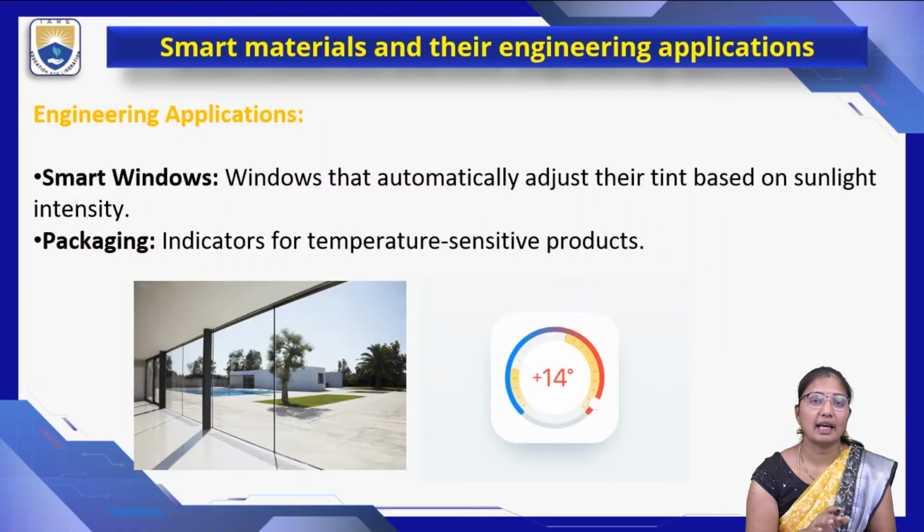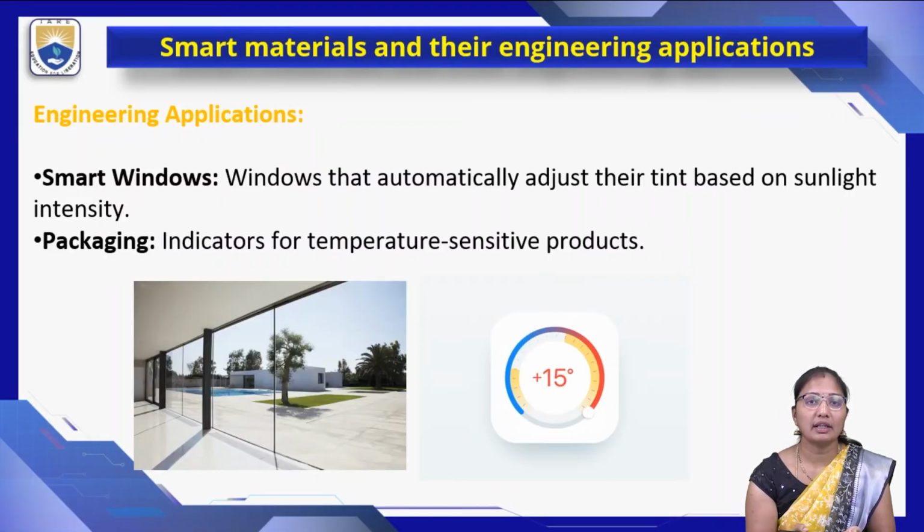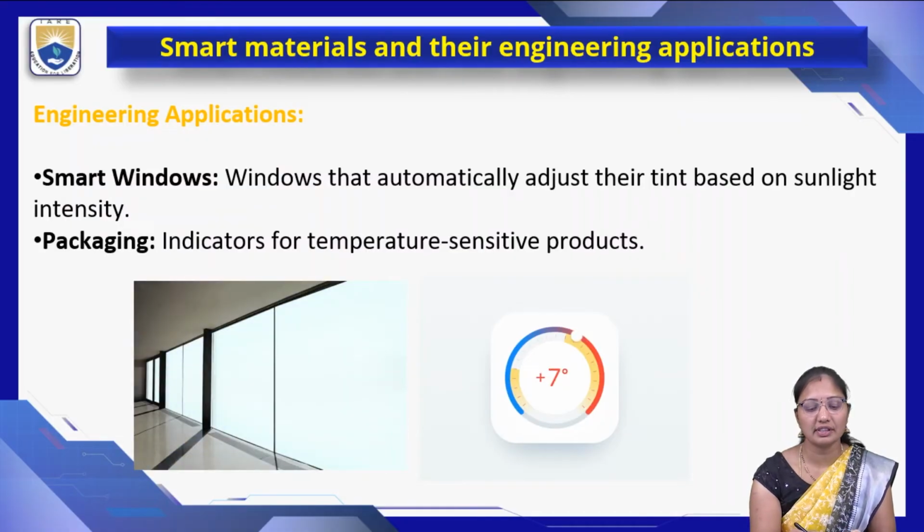These smart glass are also called intelligent windows. An electric current is supplied. So they change according to the intensity of sunlight. They change their color. We can see the example here.